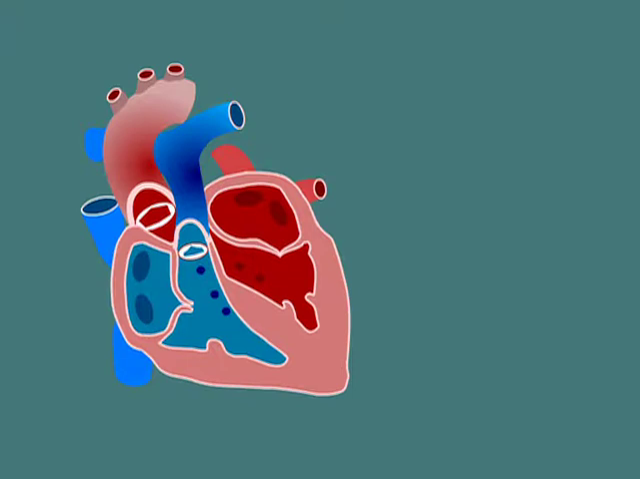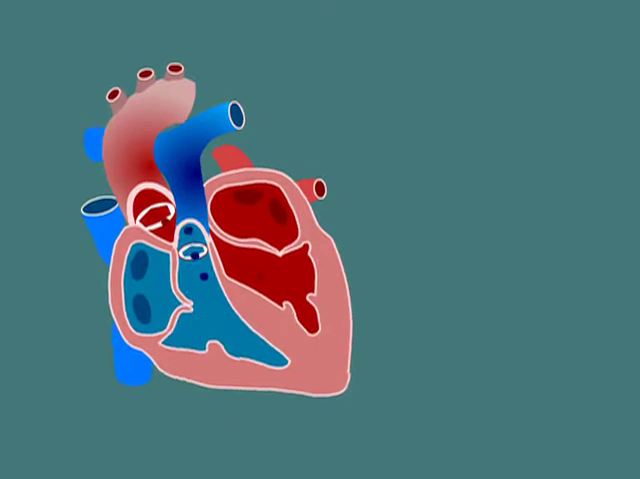Semilunar valves in the vena cava and in the pulmonary veins prevent the blood passing back into them.